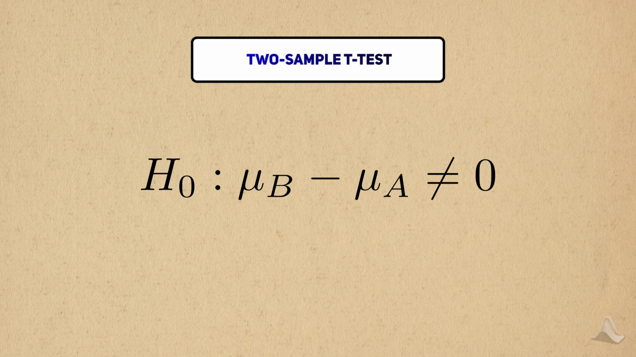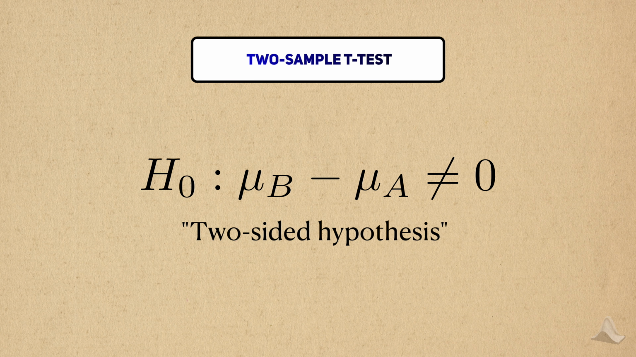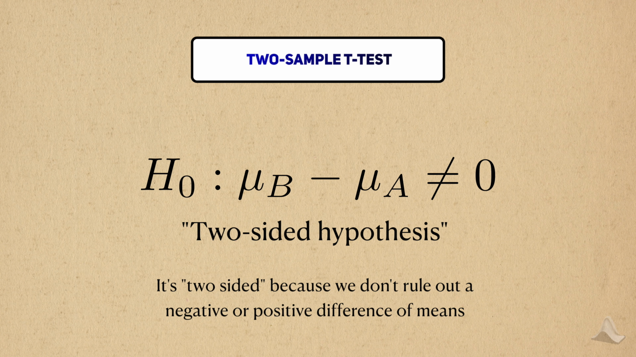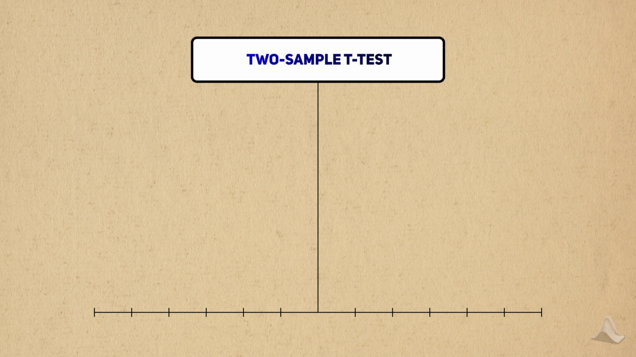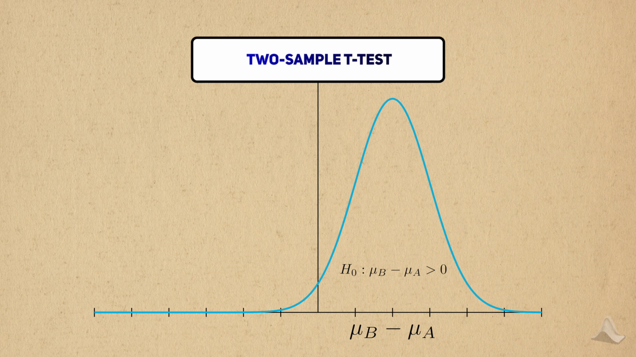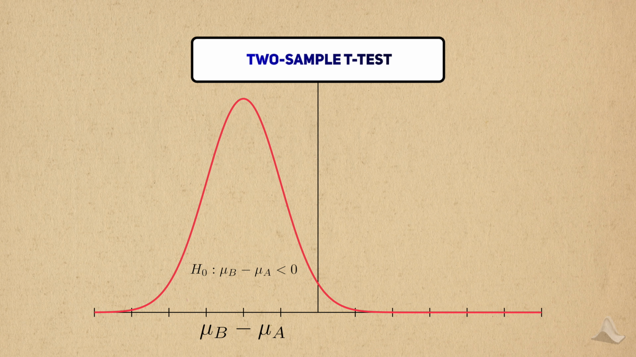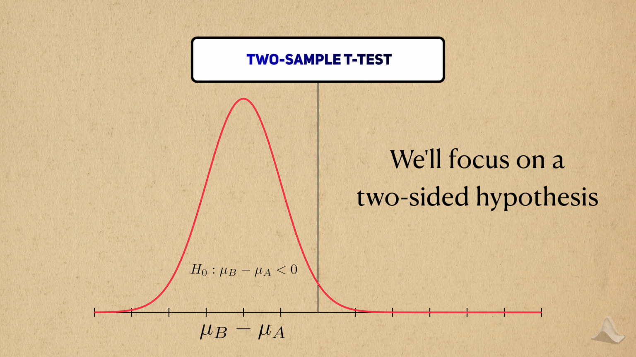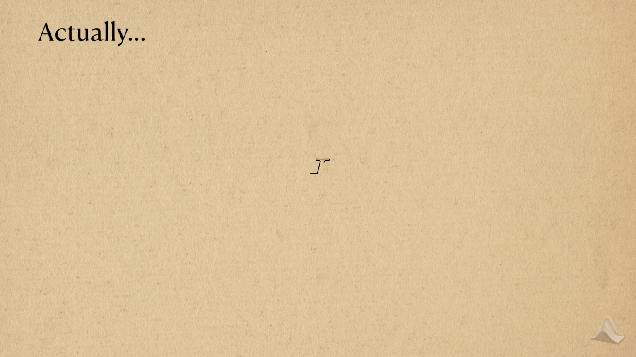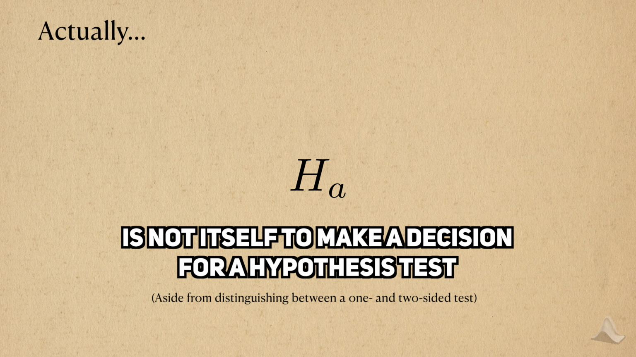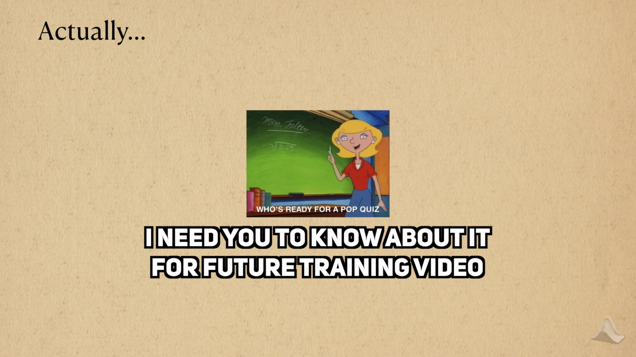The most common alternative hypothesis is what's called a two-sided hypothesis, which arises when we don't want to assume any particular direction for the difference. We just think it's not zero. There are also alternative hypotheses that suggest the difference is greater than or less than zero, and these are one-sided hypotheses. For simplicity, we'll focus on the two-sided case. The alternative hypothesis actually isn't needed to make the decision about the null hypothesis, but I need you to know it for future training videos.